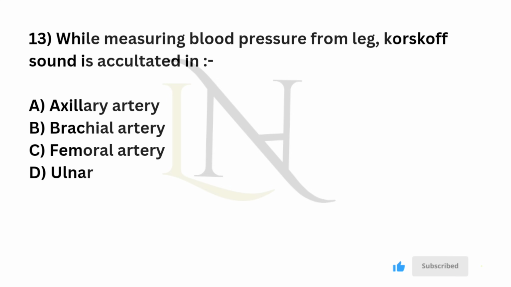While measuring blood pressure from the leg, Korotkoff sound is auscultated over option A, axillary artery, option B, brachial artery, option C, femoral artery, option D, ulnar. Answer is option C, femoral artery is the correct answer. Next MCQ.